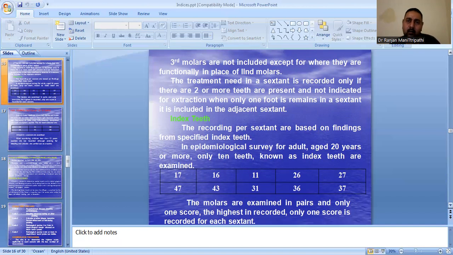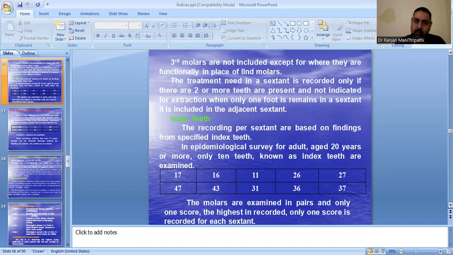Third molars are not included except where they are functionally in place of second molars. The treatment need in a sextant is recorded only if 2 or more teeth are present and not indicated for extraction. When only one tooth remains in a sextant, it is included in the adjacent sextant.